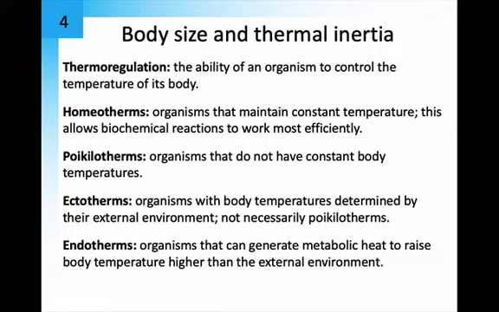Now, basically all homeotherms are endotherms, but some poikilotherms can also be endothermic. They can generate a certain amount of heat even though their body temperatures are not constant. So homeotherm, poikilotherm is not exactly the same as ectotherm, endotherm. Homeotherm is constant, poikilotherm is variable. Ectotherm is determined by the outside environment, endotherm, endogenous heat production, whether or not it results in a constant temperature.